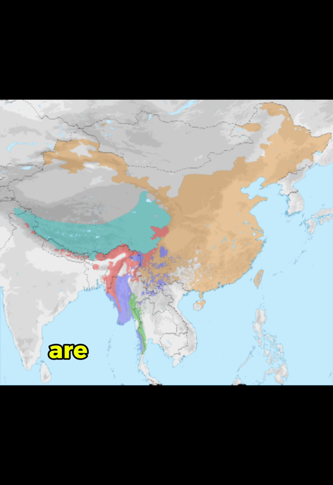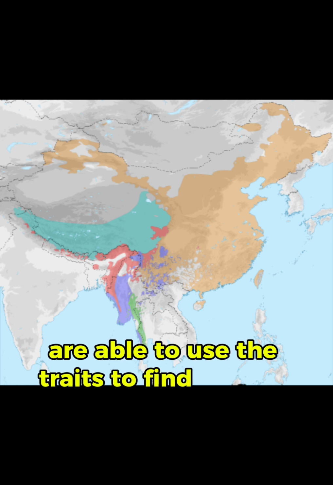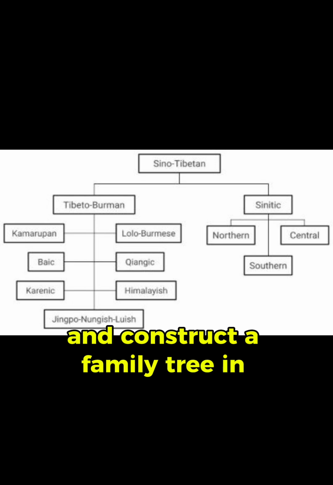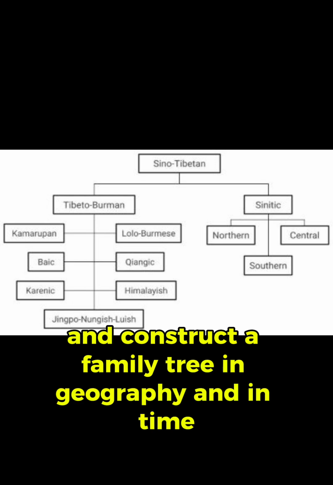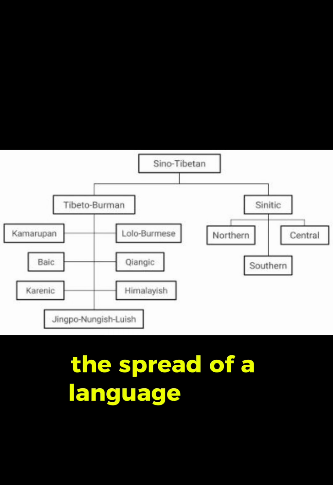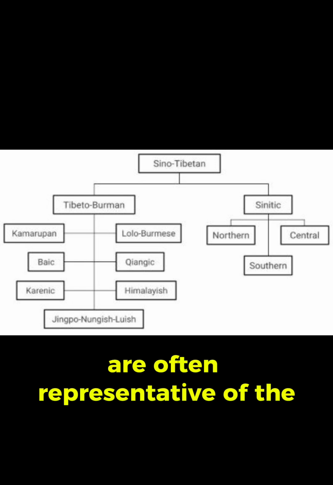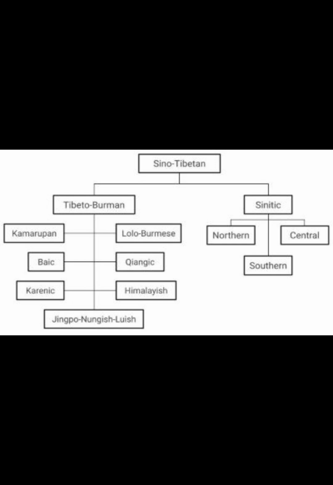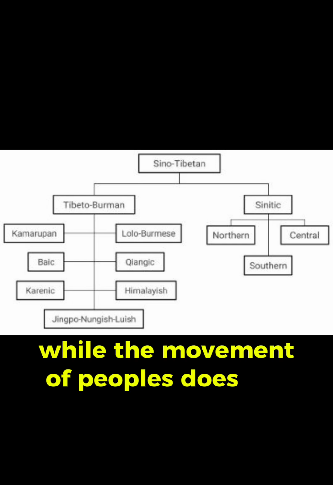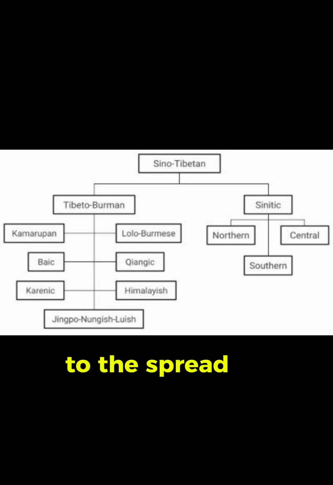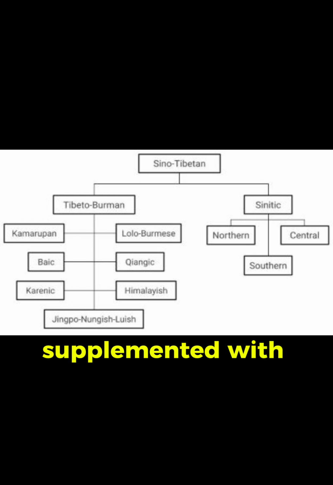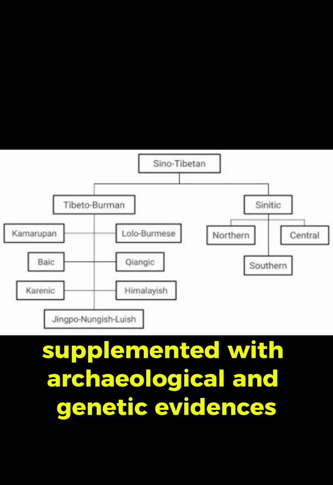Linguists are able to use the traits to find related languages and construct a family tree in geography and in time. The spread of a language family is often representative of the spread of the speakers of the languages and its culture. While the movement of peoples does not always line up to the spread of languages, it is nonetheless often broadly correct, especially if supplemented with archaeological and genetic evidence.